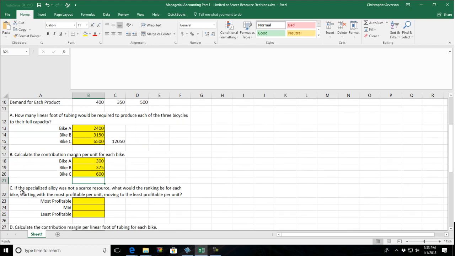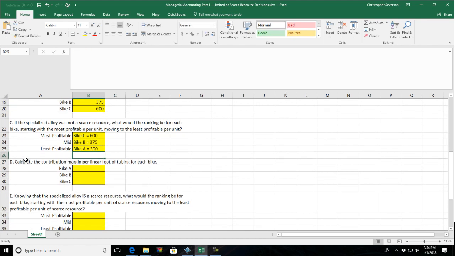Now that takes us to C. If the specialized alloy was not a scarce resource, what would the ranking be for each bike, starting with most profitable, moving to least profitable? So again, we're focusing solely on the contribution margin per unit now. So Bike C is obviously the most profitable at 600. Bike B is the middle at 375. Bike A is the least profitable because it only makes us $300 per unit.